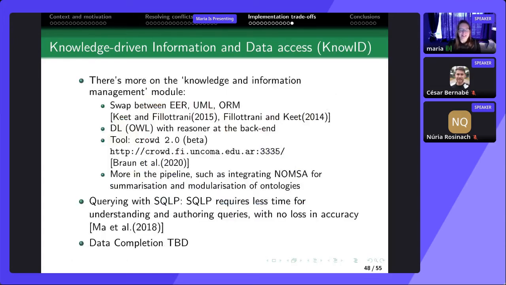There was more on that, but I see that I'm already close to running out of time, so I'm going to have to wrap up. There's more to the knowledge and information management layer. You can swap between different notations. There is already a tool out there. You can do the automated reasoning for it. The querying is with full SQL and an extension to that makes the queries, basically the formulation, shorter for that.